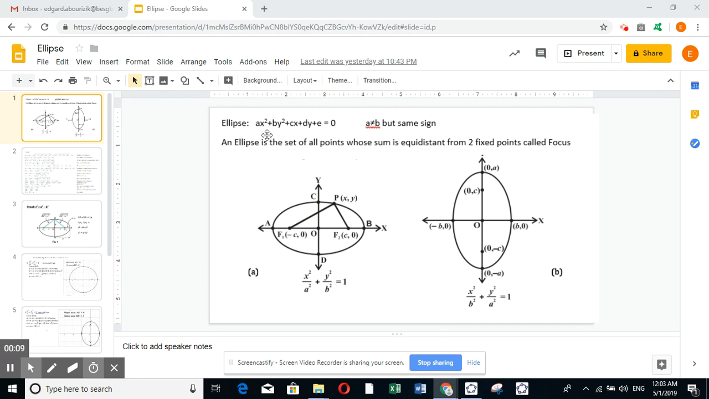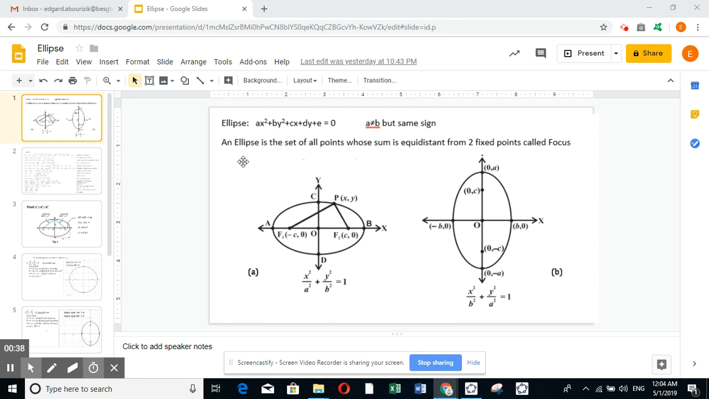First of all, a conic has a general equation: ax squared plus by squared plus cx plus dy plus e equals 0. If a equals b, the coefficients of x squared and y squared are equal, and we have a circle. You know it from before. But if a and b are not equal, different but of the same sign, both positive or both negative, we have what's called an ellipse.